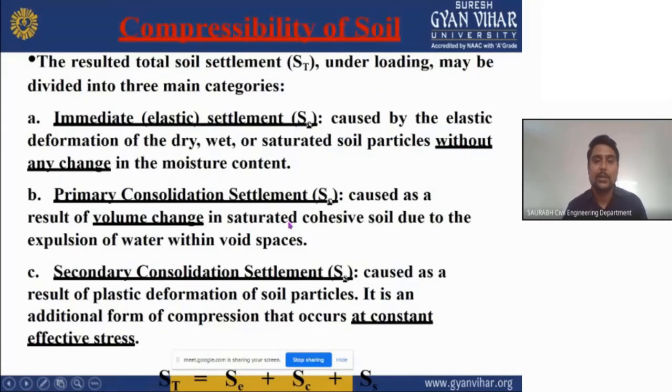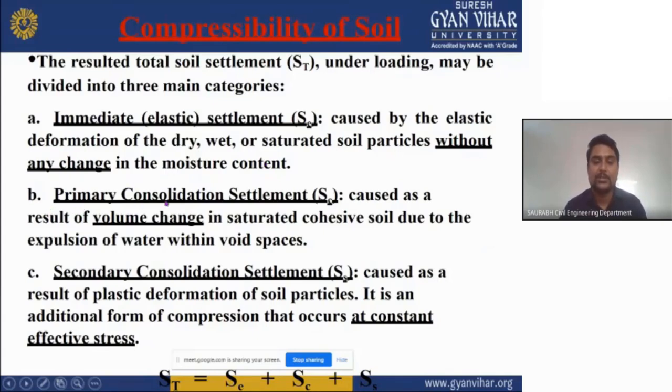Now come again to compressibility of soil. The total soil settlement, denoted by ST under loading, may be divided into three main categories. The first one is the immediate elastic settlement, which we represent by SE. As you can see here, it is represented by SE, and it is caused by the elastic deformation of dry, wet or saturated soil particles without any change in the moisture content.